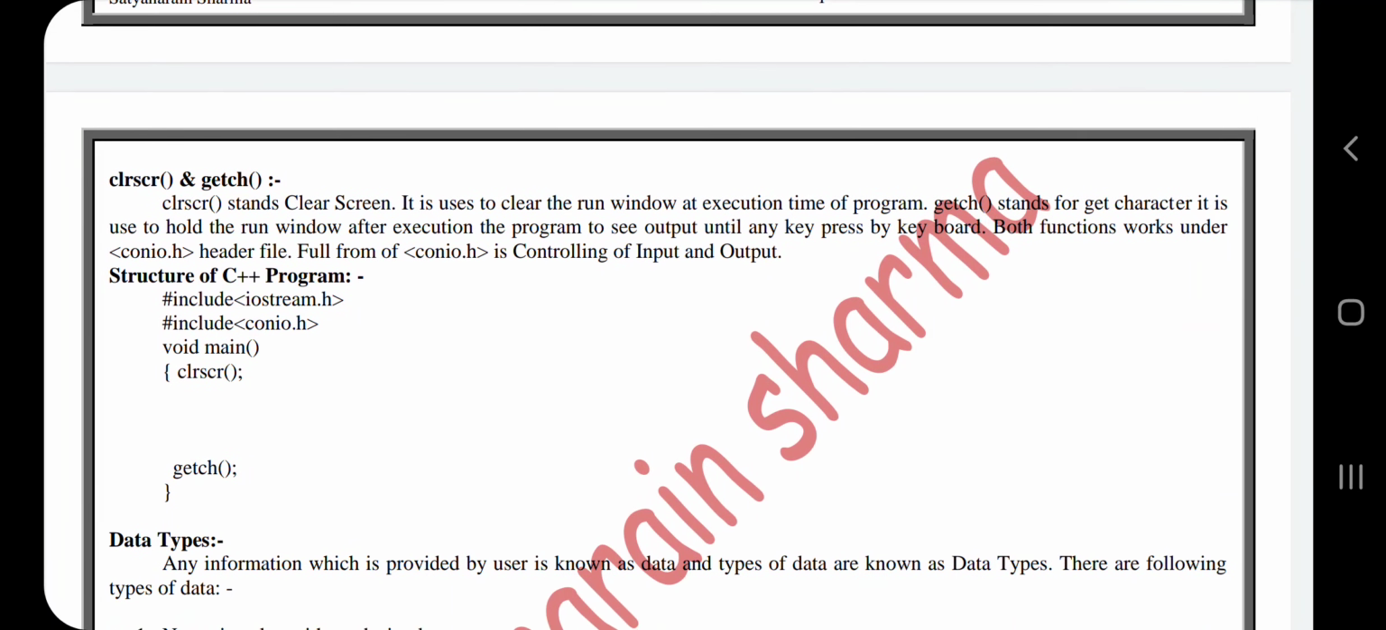CLR, SCR and getch. CLR, SCR stands for clear screen. It is used to clear the run window at execution time of program. Getch stands for get character. It is used to hold the run window after execution of the program to see output until any key is pressed by keyboard. Both functions work under conio.h header file. Full form of conio is controlling of input and output.